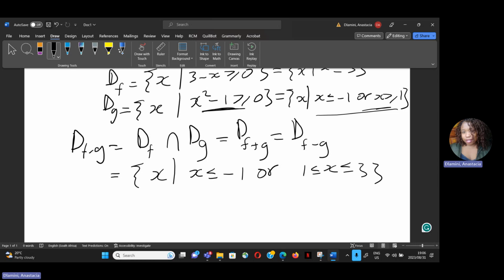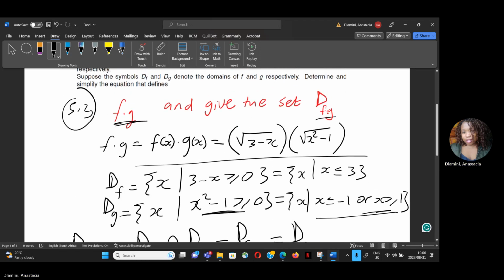What to note here is that the domain of f of x times g of x is the same as the domain of f of x plus g of x, and the same as the domain of f of x minus g of x, which are all equal to the intersection of the two individual domains, meaning the intersection of the domain of f of x and the domain of g of x. So this is how we solve 5.3 of question 5 from assignment 2.